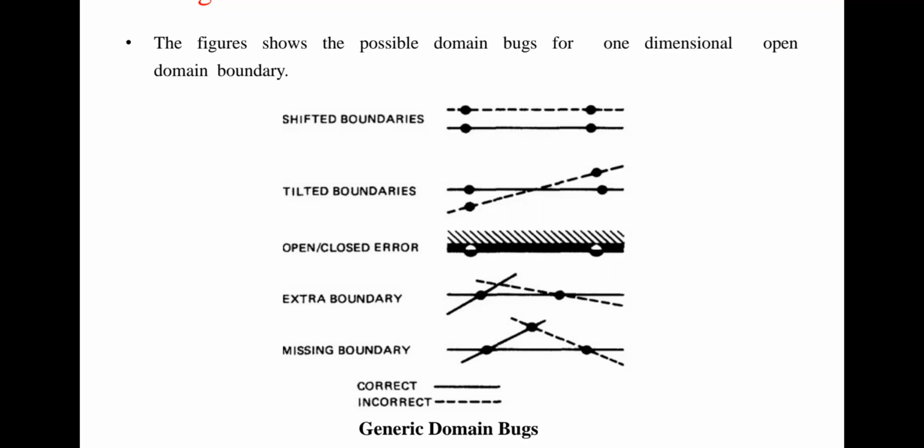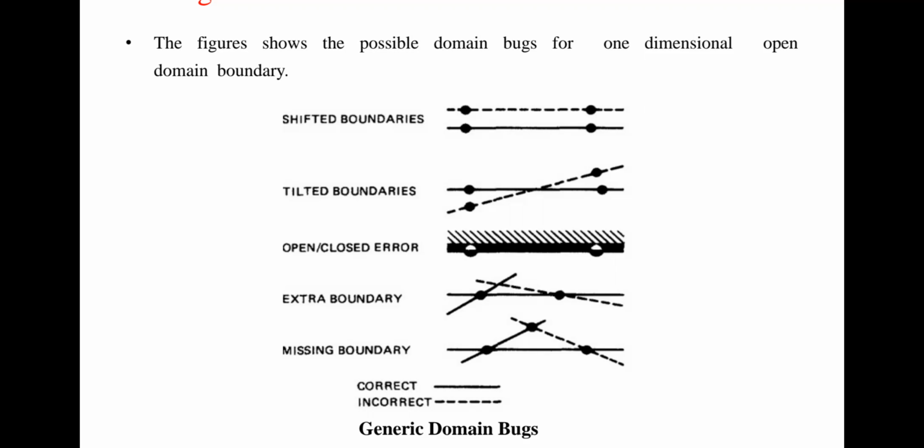Once the dashed lines are not correct, the straight line is the correct one. Okay. So next, open closed errors are nothing but cases where half of the boundary is open and half is not open. That is called an open closed error. So in the place where it has to be open, it will be closed, and where it has to be closed, it will be open. Okay, that is called an open closed error.